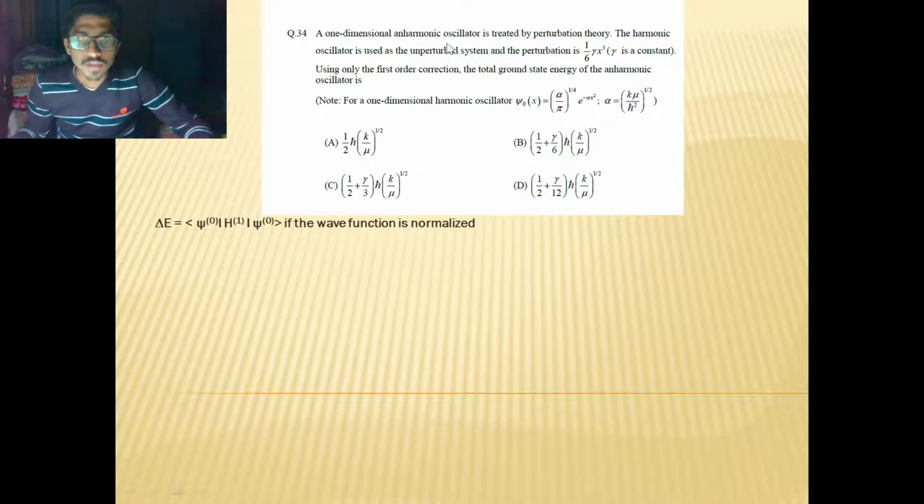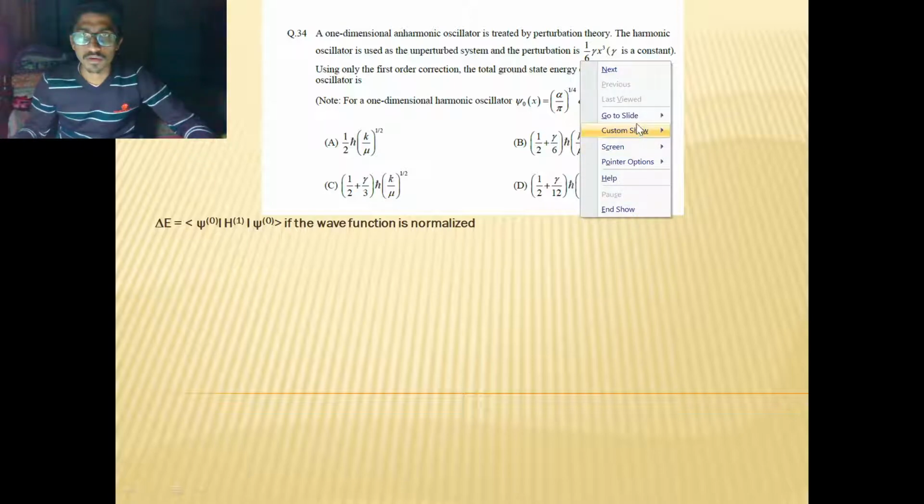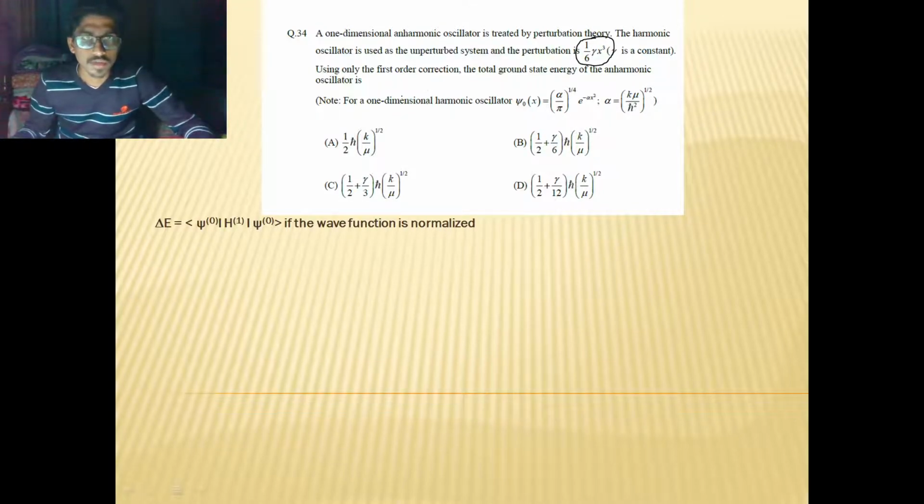A one-dimensional anharmonic oscillator is treated by perturbation theory. Here we are talking about an anharmonic oscillator. The harmonic oscillator is used as the unperturbed system, and this is the perturbation, 1 by 6 gamma into x cube. Using only the first order correction, the total ground state energy of the anharmonic oscillator is. Here the wave function psi 0 is given and the value of alpha is also given.